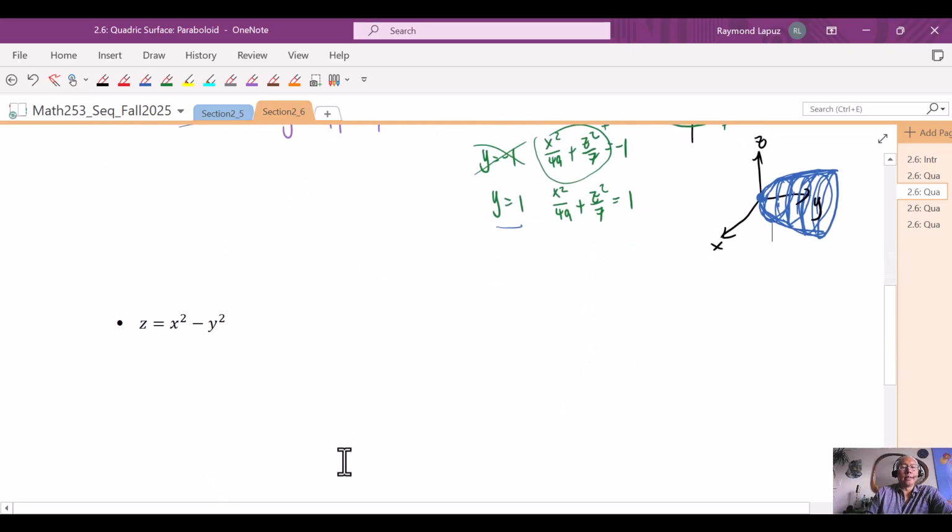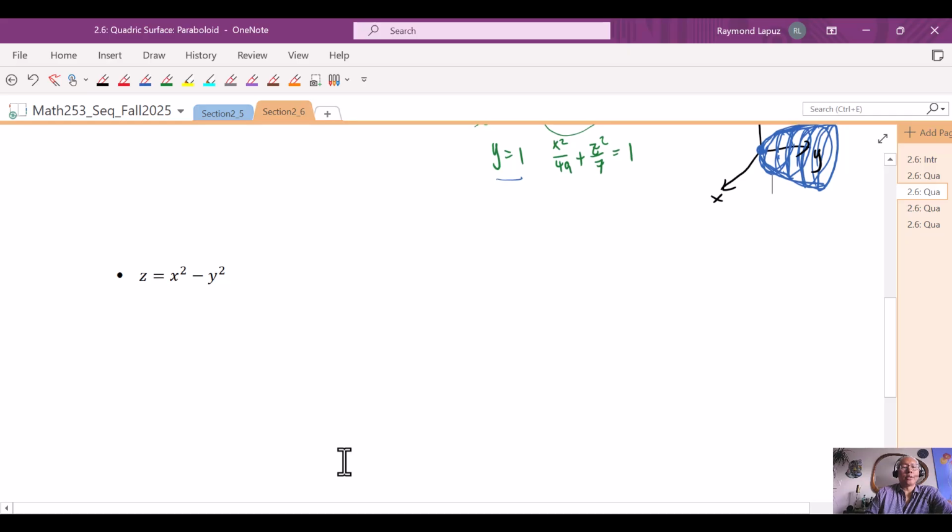Let's take a look at this example. We have z is equal to x squared minus y squared, and so the orientation is going to go up and down along the z-axis. And let's take a look at some traces. Let's draw the xy plane for now, because we're going to let z equal a bunch of things. Let's let z equal to 0 for starters. We have 0 is equal to x squared minus y squared.